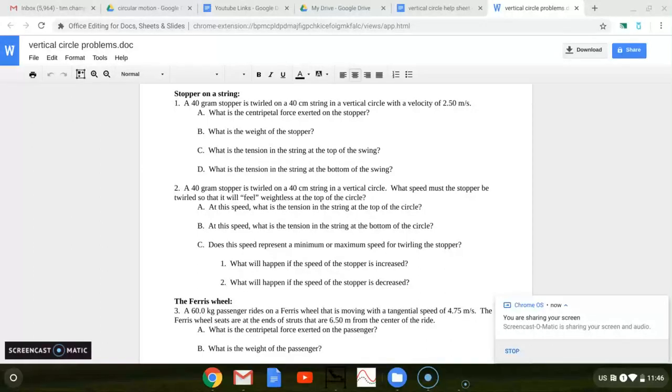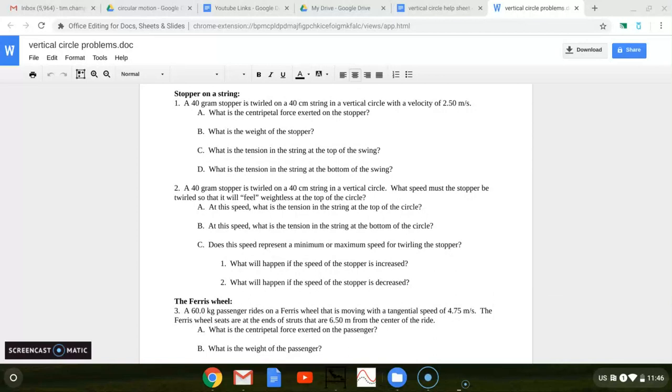Okay, so you should have this worksheet now. This is the vertical problems worksheet, and I'm going to work through the front page of this with you. So here's the front page. We're going to work through 1, 2, 3, and 4. In this video, I'm going to focus only on 1 and 2, and then I'll make another video for 3 and 4. All right, so 1 and 2, we're dealing with a stopper on a string.